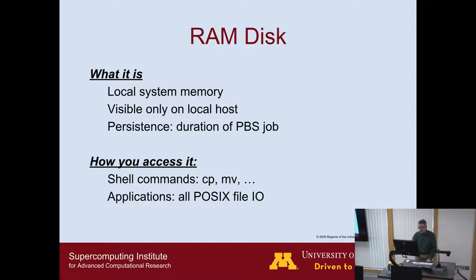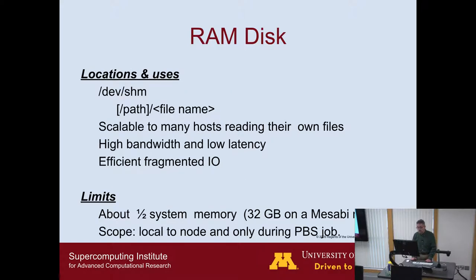But you would use it in all the standard POSIX compliant ways, so any application can run off of it if it fits. The namespace looks like this. There's /dev/shm, and that's the path to the local RAM disk on every single node. So it's always the same name. And then under that, you'd have some kind of a path that you'd create, oftentimes with your username, and then the files you want to work with.